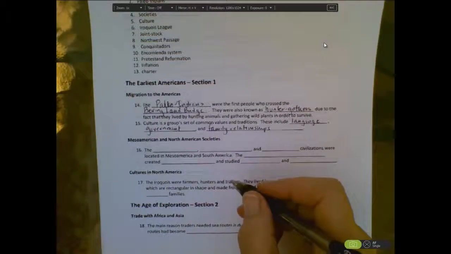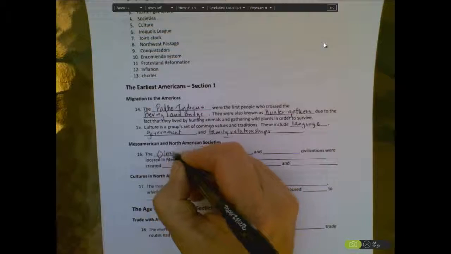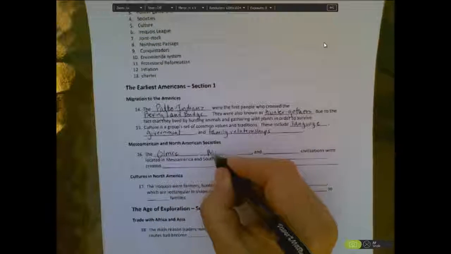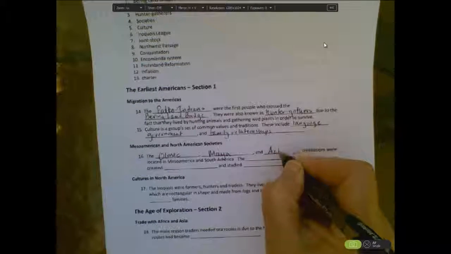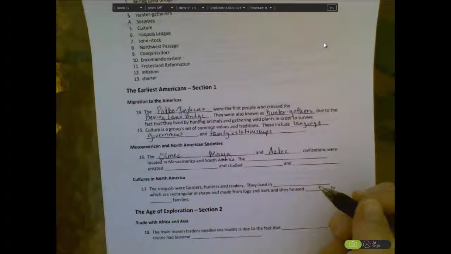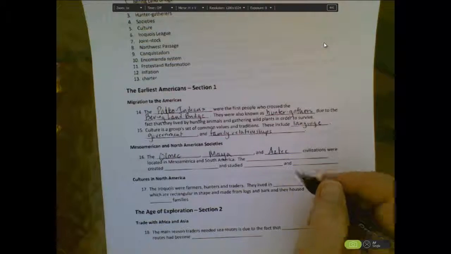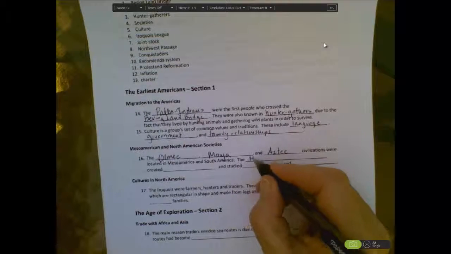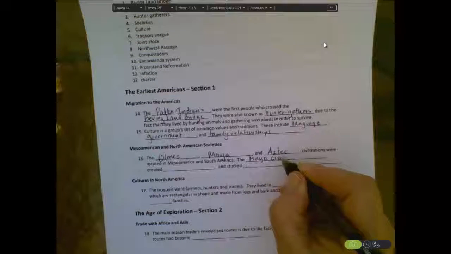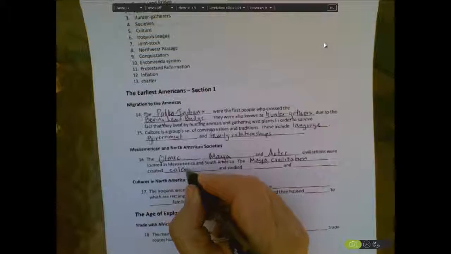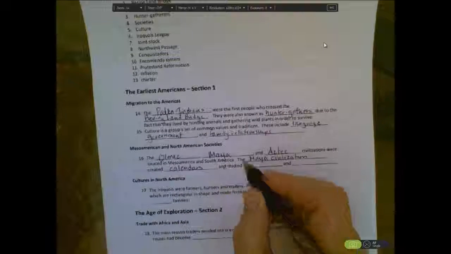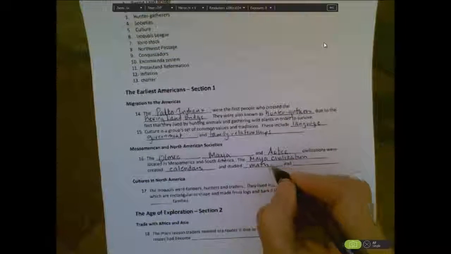Under the Mesoamerican and North American societies, the Olmec, Maya, and Aztec civilizations were located in Mesoamerica and South America. The Maya civilization created calendars, and they studied math and astronomy.